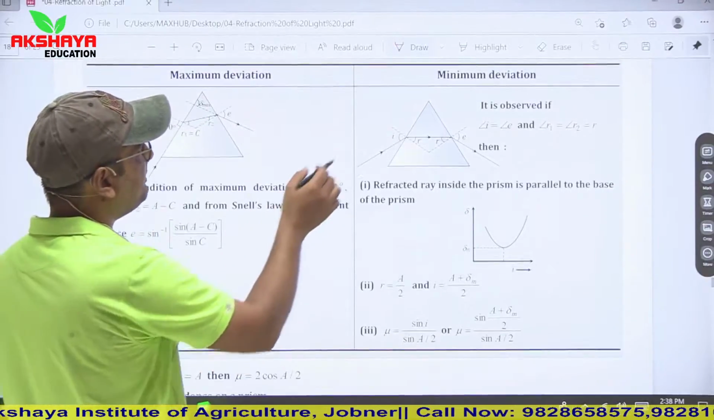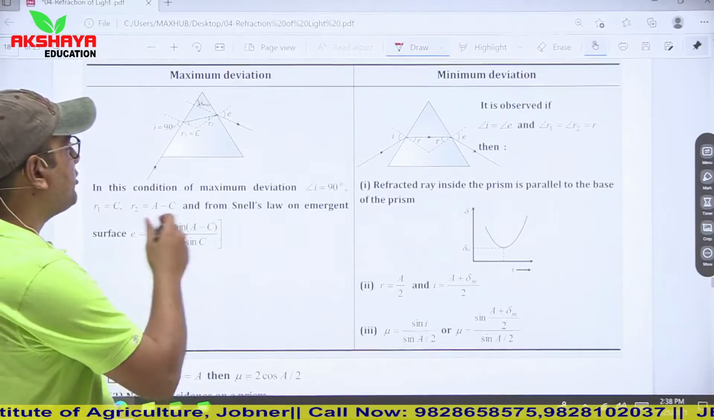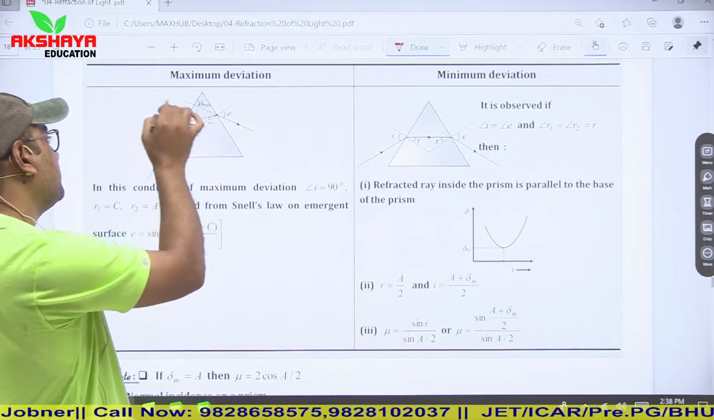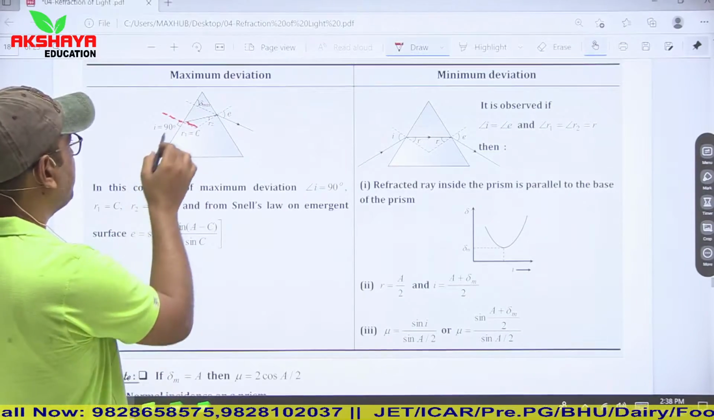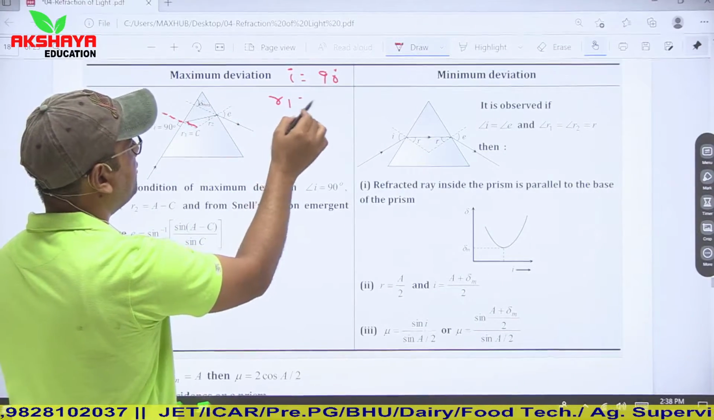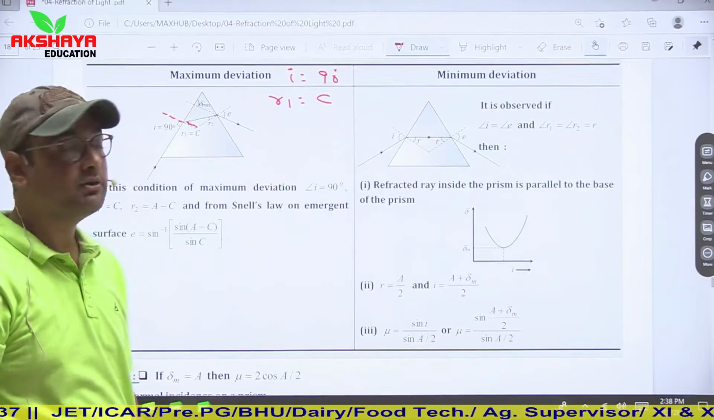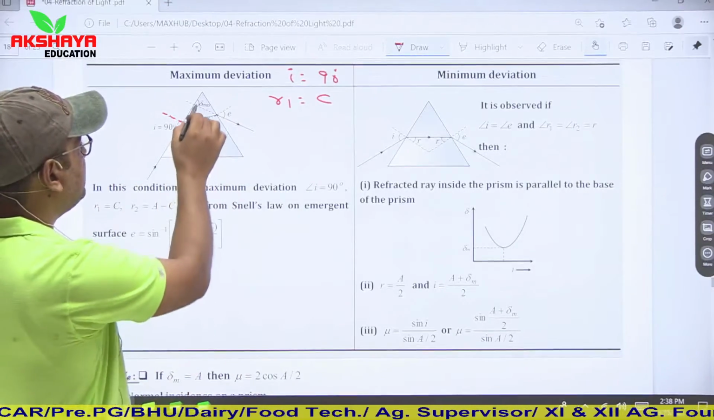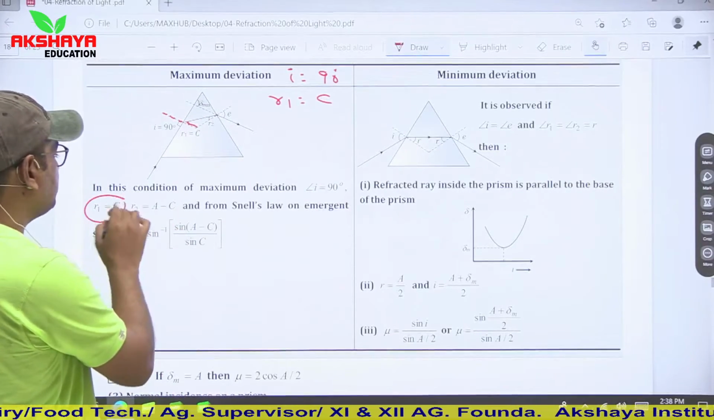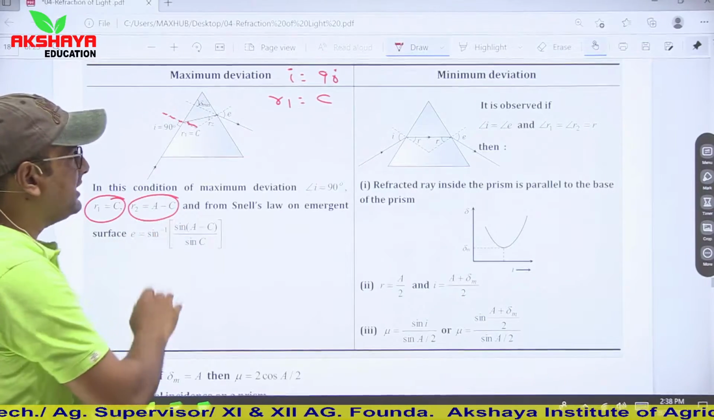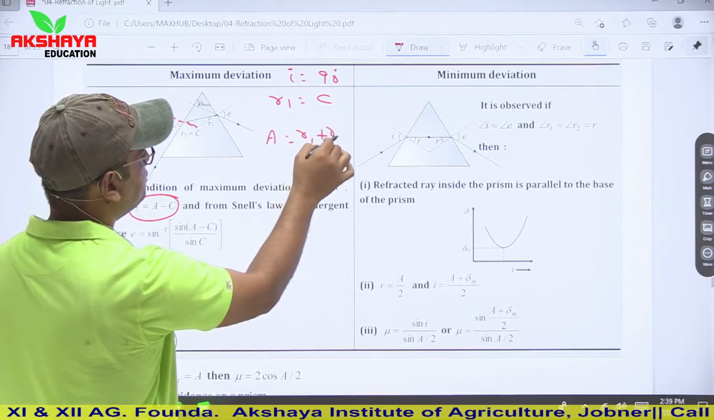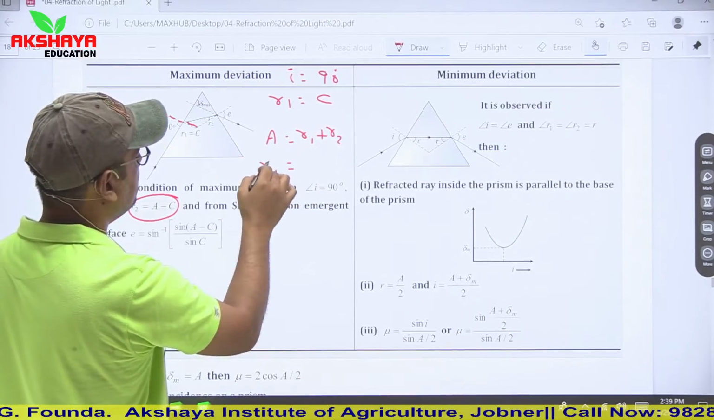Now see maximum and minimum deviation in case of a prism. If we talk about maximum deviation, then we consider that the light ray is incident on the first surface grazing, meaning angle I becomes 90 degree. So for maximum deviation, the condition is that I is equal to 90 degree, R1 is equal to the critical angle, and R2 and E are given. In that case, del will be maximum. So we can say that R1 is equal to C, and since A is equal to R1 plus R2, R2 is equal to A minus C.